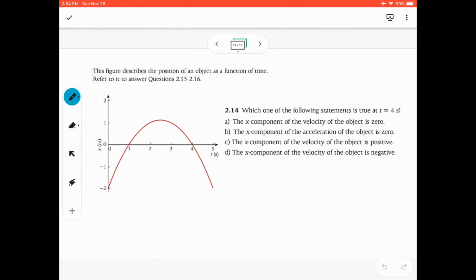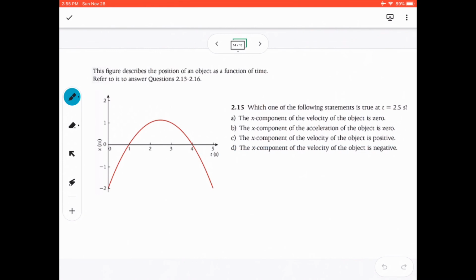2.14, this is a continuation of the previous slide. Now we're going to look at t is equal to 4 seconds. Which one of the following statements is true at t equals 4 seconds? So this is the 4-second point. If we draw a tangent line over there, this is our tangent line. Now the velocity of this will be negative, as I have told you. Therefore, the answer for number 14 will be D. The x component of the velocity of the object is negative.